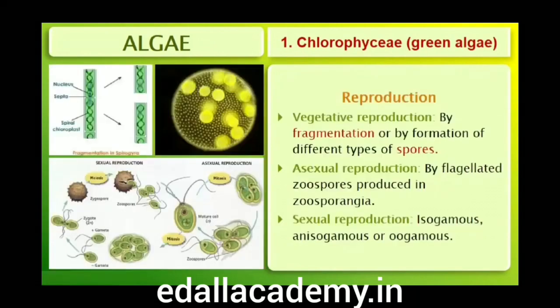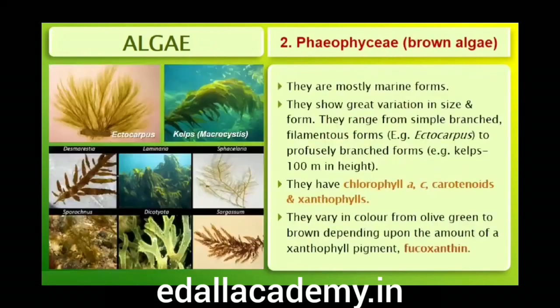Figure 3.1a. 3.1.2 Phaeophyceae. The members of Phaeophyceae or brown algae are found primarily in marine habitats. They show great variation in size and form. They range from simple branched, filamentous forms, Ectocarpus, to profusely branched forms as represented by kelps, which may reach a height of 100 meters. They possess chlorophyll a, c, carotenoids and xanthophylls.